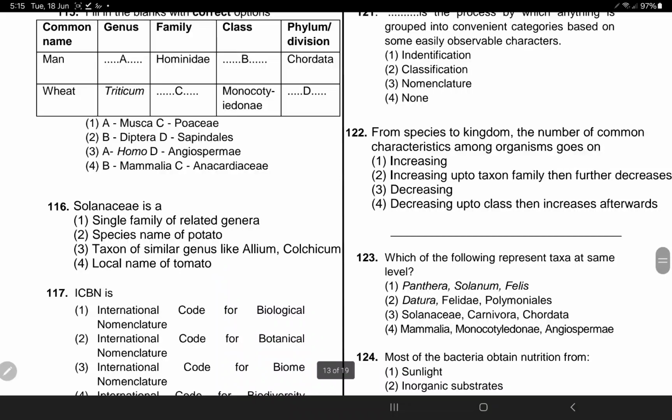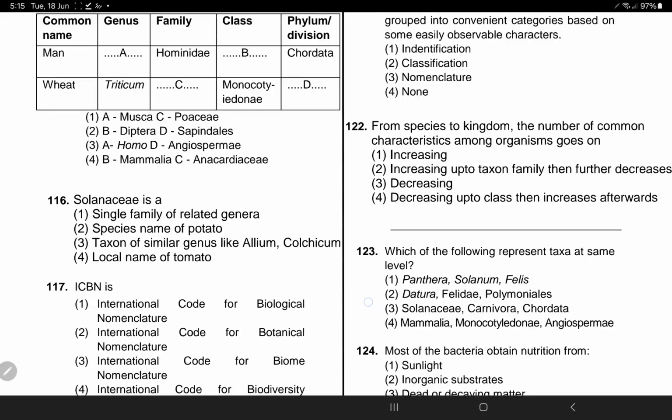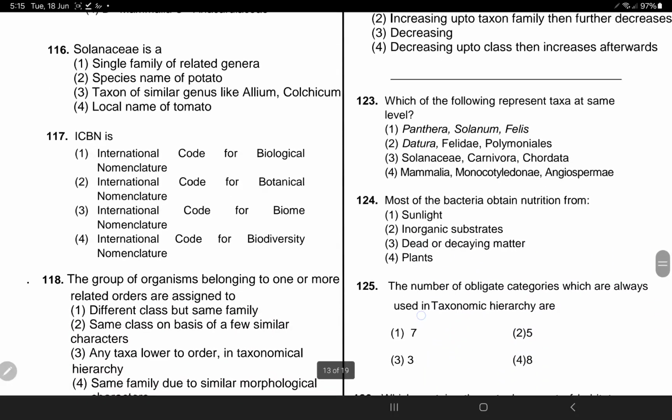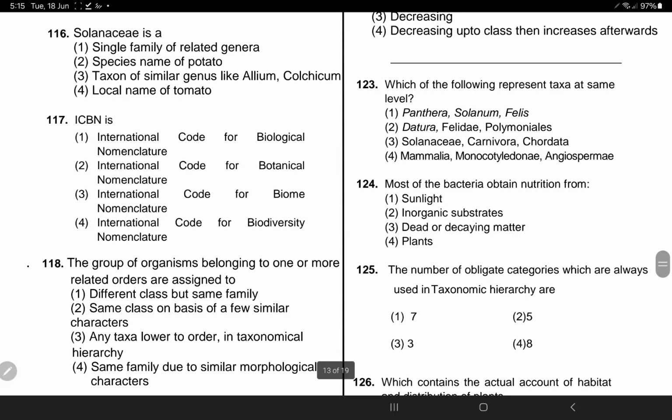116, Solanaceae is a single family with related genera, right? Option 1 is correct. 117, ICBN stands for International Code for Botanical Nomenclature. 117 is correct. The group of organisms belonging to one or more related orders are assigned to the same class, on the basis of a few similar characters. Option 2 is correct.